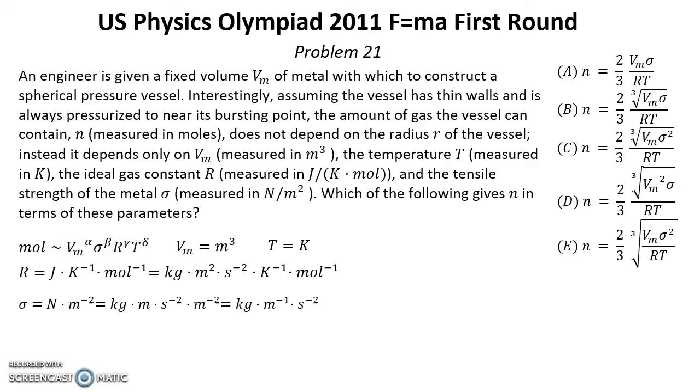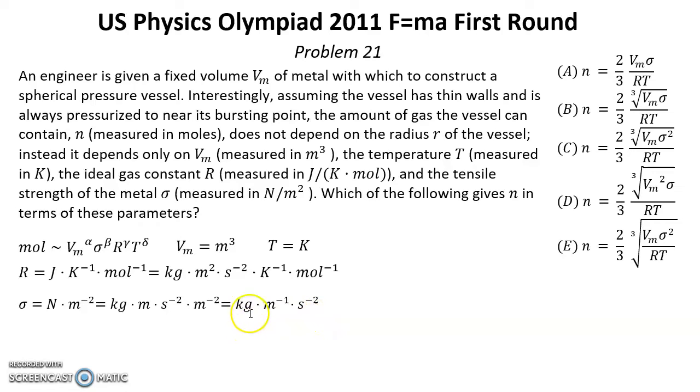Let's do this. So volume we measure in cubic meters. Temperature we measure in kelvins. Ideal gas constant we measure in these units, which finally has this dimension. And the sigma, which is tensile strength, we measure in these units, and finally that's this one.